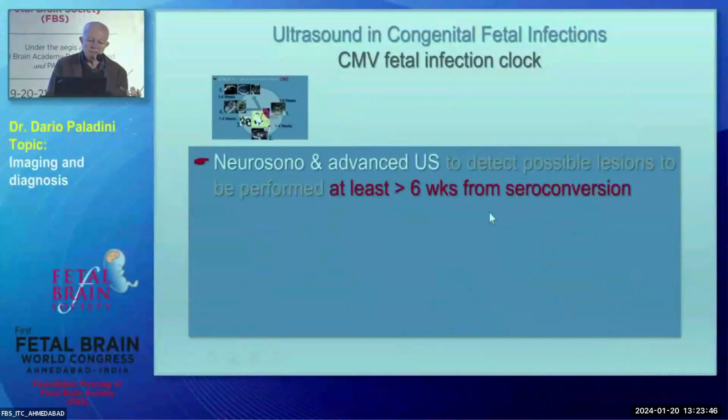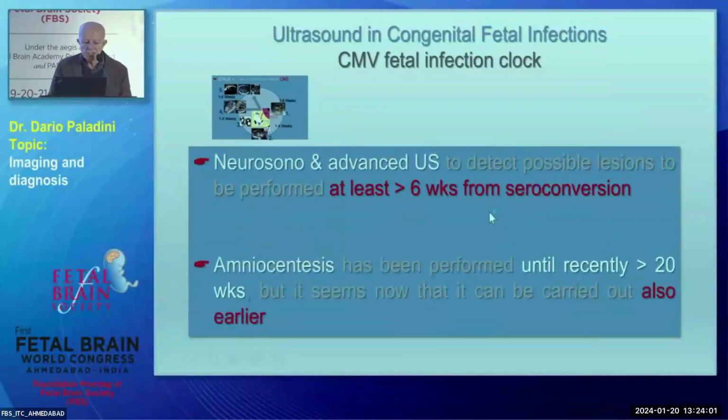So there are two points that you should have in your mind. First, you cannot expect any brain lesion if you scan such a patient before 6 weeks from the alleged infection. And second, another important point, at least in those countries, it's not like that in India, but in Italy you can terminate until 22 weeks. So we're rushing to do the amnio for the PCR at 21 weeks, because formerly it was thought that you could have a higher rate of false negative PCR results if you carried out an amnio earlier than 20 completed weeks of pregnancy.